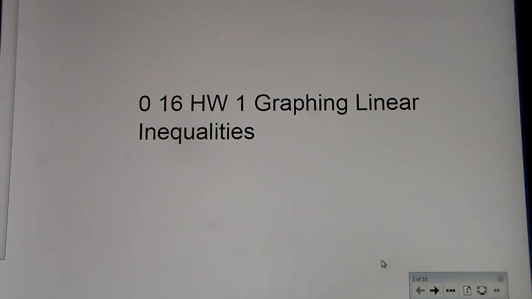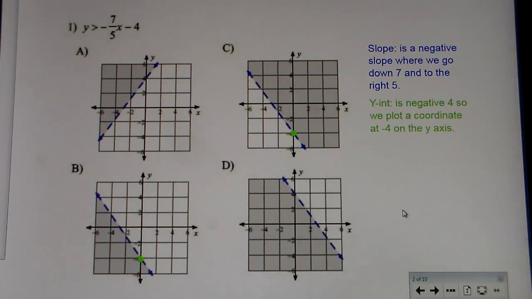Alright, ladies and gentlemen, this is 016 HW1 Graphing Linear Inequalities. We're going to go over the first three problems of the homework, and it's your responsibility to do the rest of them. Alright, so looking at problem number 1.